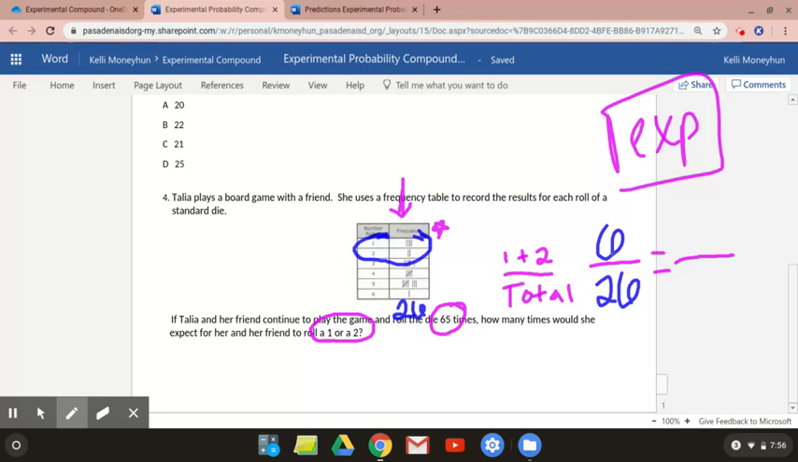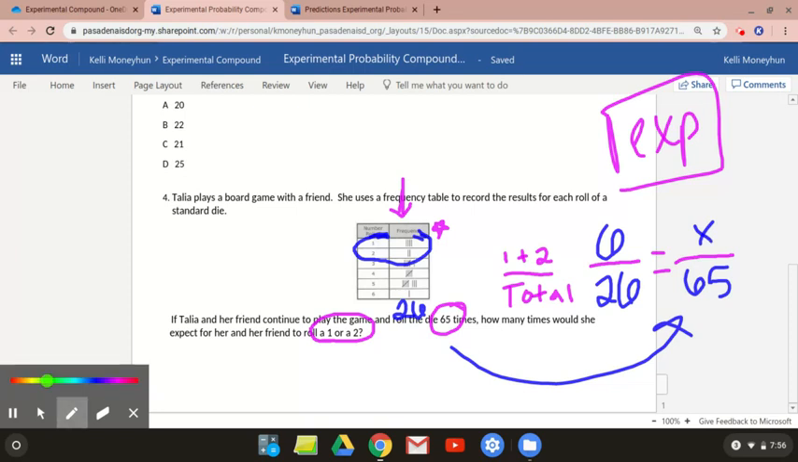The new total is 65. And my x is going to go on top. Now, there are multiple ways to do this, and I'm going to let you do it the way that you want to. You can first simplify your original probability, and then you can cross multiply and divide. Or you can go ahead and cross multiply and divide now and then simplify. Okay? So whichever way that you want to do it is the way I want you to do it, because everybody learns differently and everything is different for people. So do this the way that you want to do it.